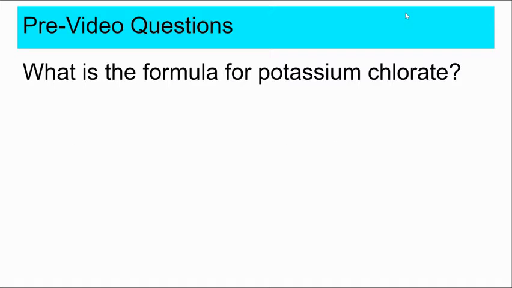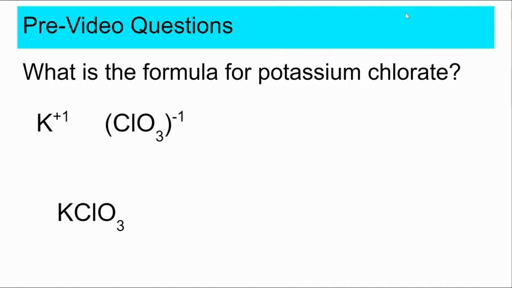So to get us started, let's start by talking about what you know about potassium chlorate. Can you take a second and write a valid formula for me? Awesome. Hopefully you checked charges and found that potassium has a +1 and chlorate a -1, so it would come together as KClO3.